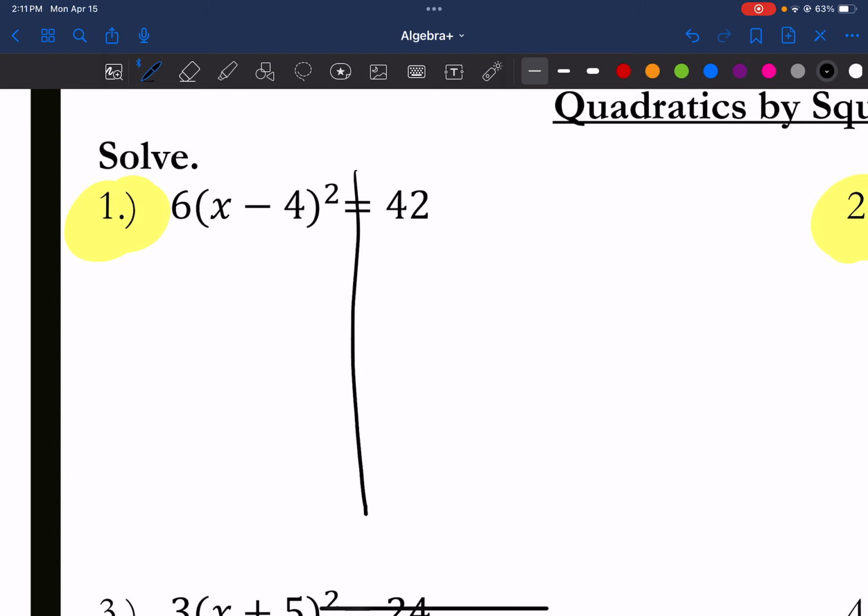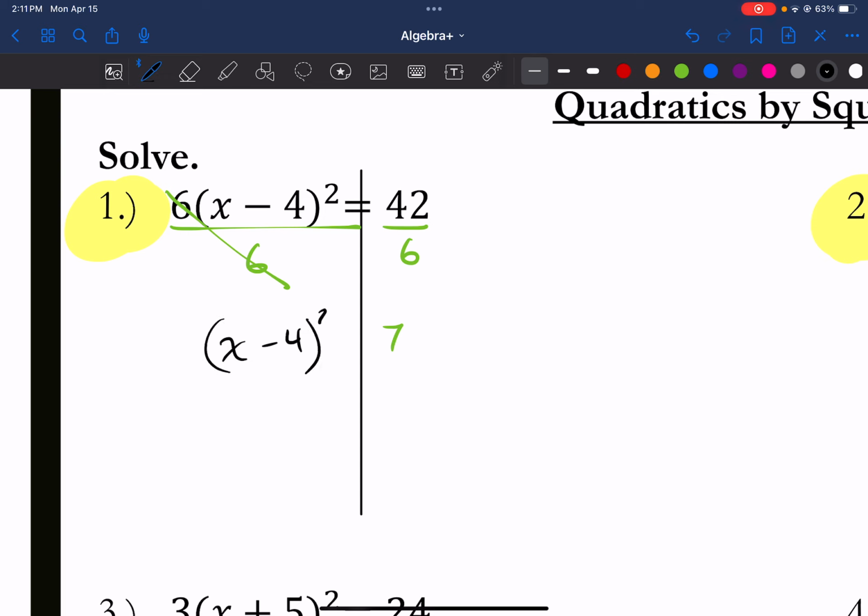We're still going to follow SADMAP. We want to get rid of what's on the outside of the parentheses first. So in this case, that means dividing by 6. So I get x minus 4 squared equals 7. Well, I can't go into the parentheses because I have that exponent. So let's take the square root of it. That gets rid of that.